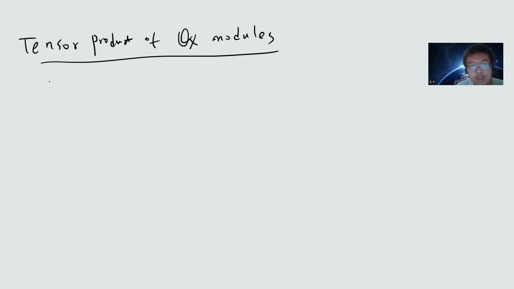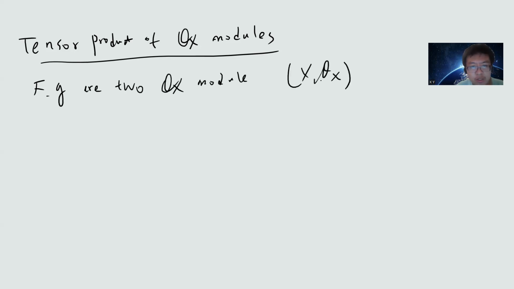So we already said what an OX module is, basically a ring space and the sheaf of modules. So if we have F and G two OX modules, for our setting on some ring space, right? Scheme is a special example of a ring space. So given F and G two OX modules, we can define F tensor G over OX. The definition is very simple.